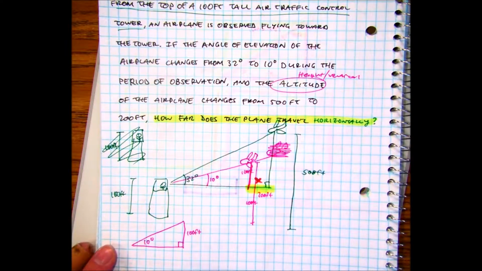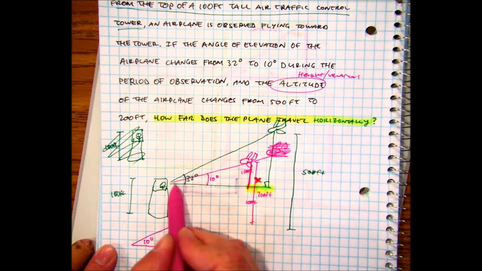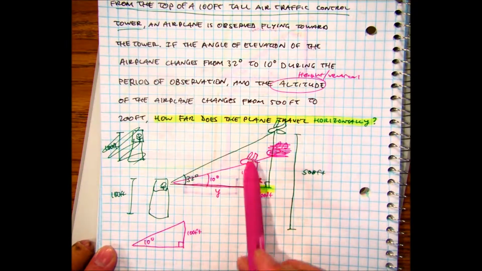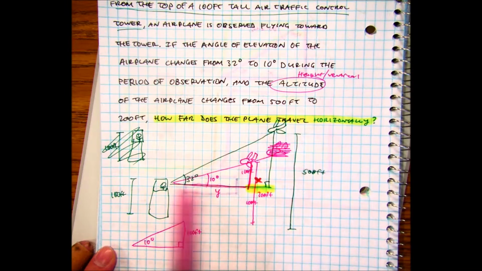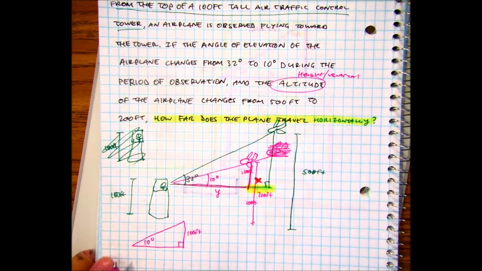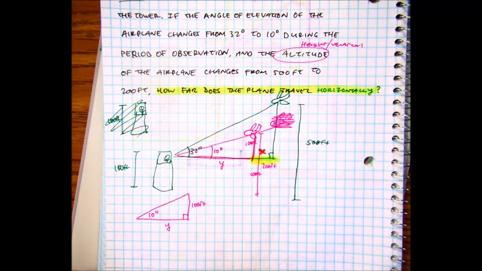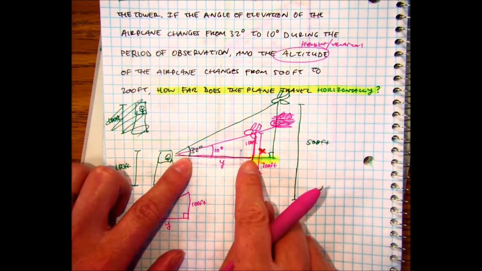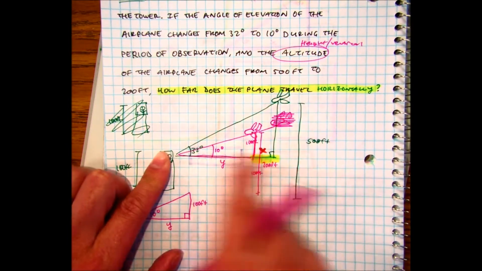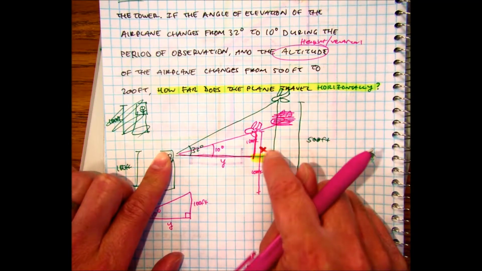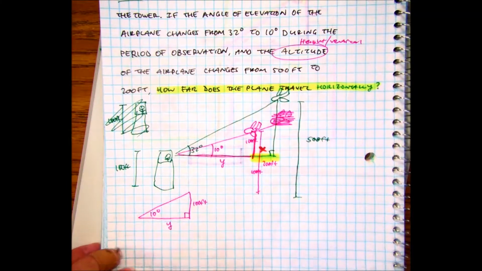I'm going to introduce a new variable to the problem. I'm going to call this y. Y is the distance that the airplane at its last observation is before it goes to the tower. So I'm going to solve for y, and then I'm going to solve for the big triangle, and if I subtract y, that'll give me the distance of x, and that's the distance traveled. So let's go ahead and solve this problem here.